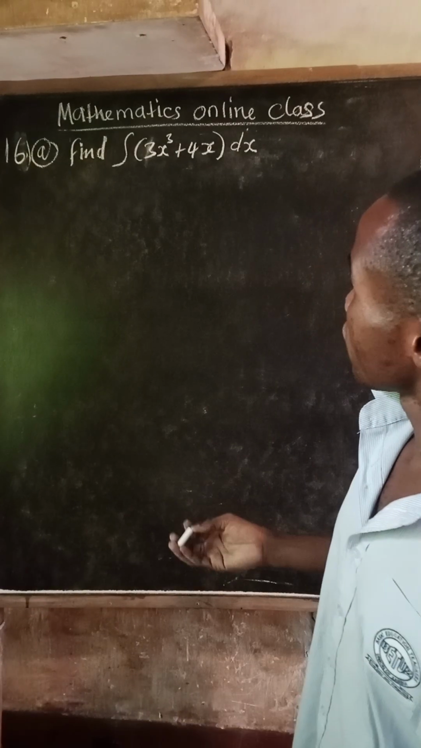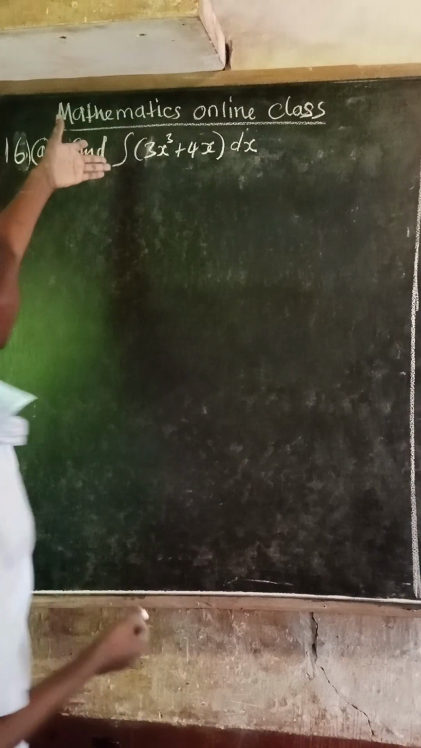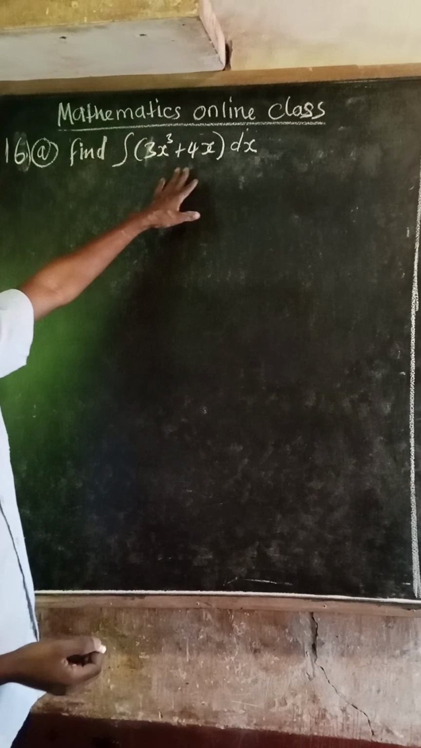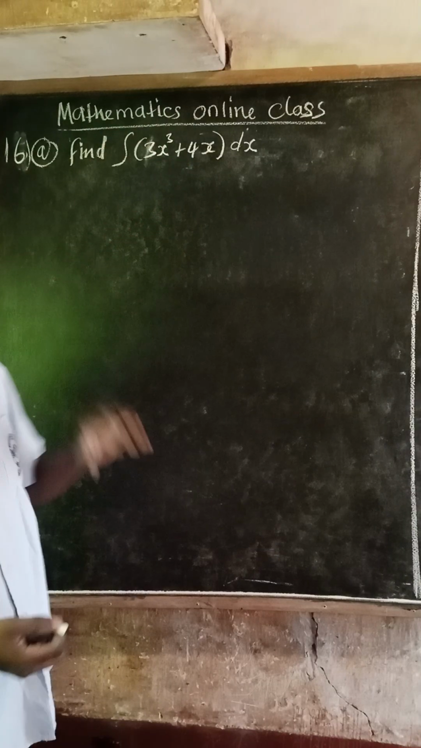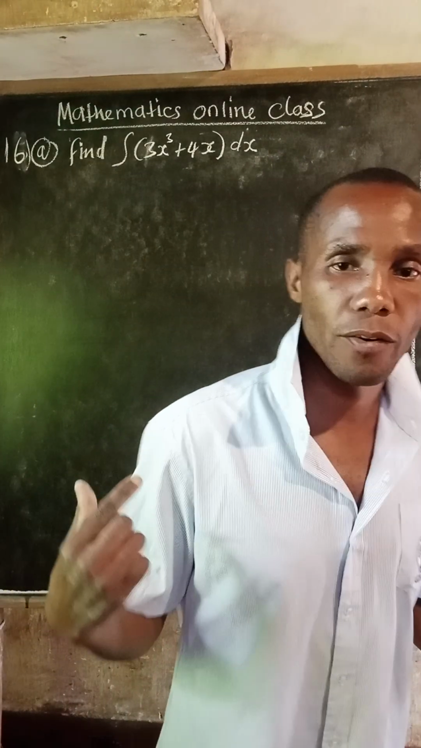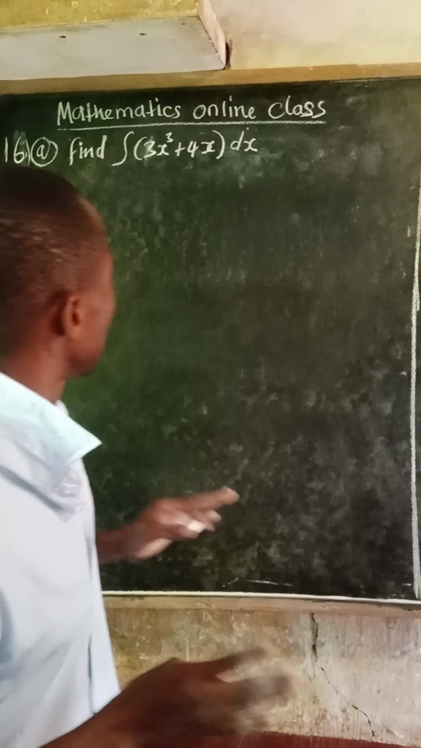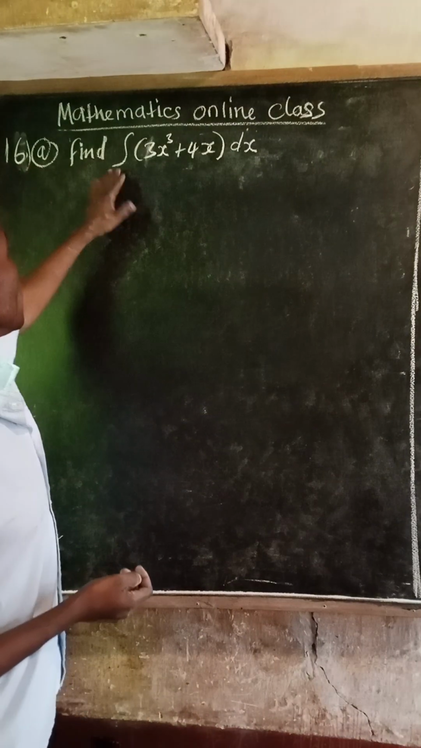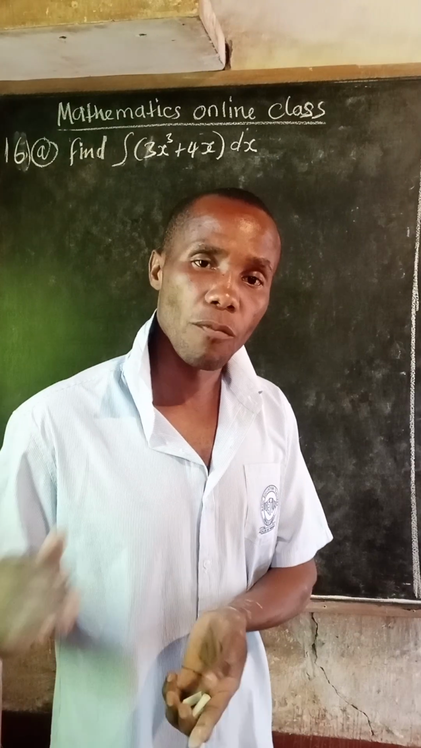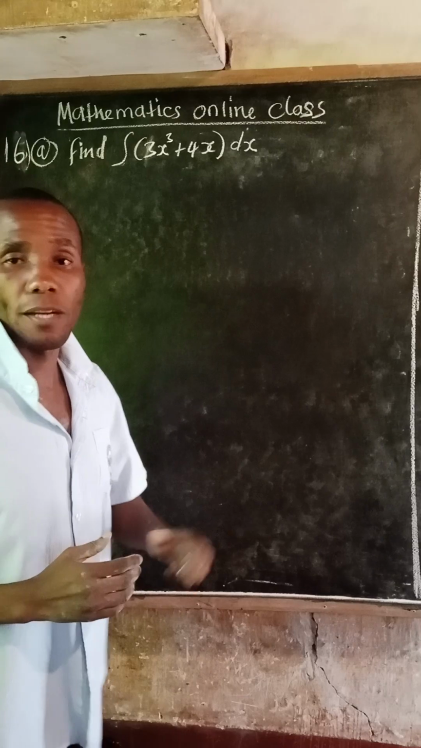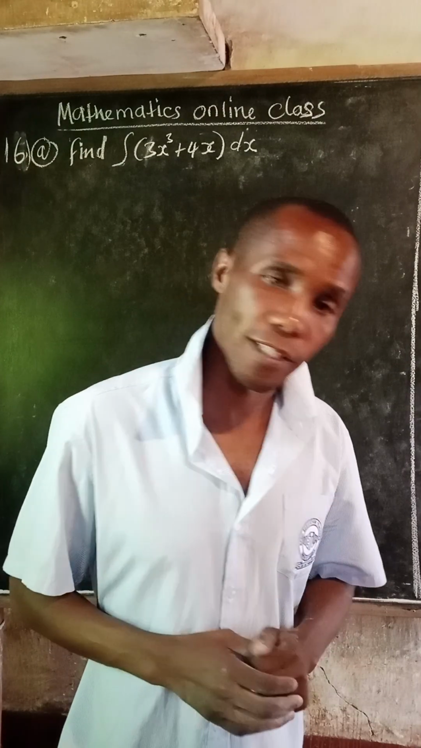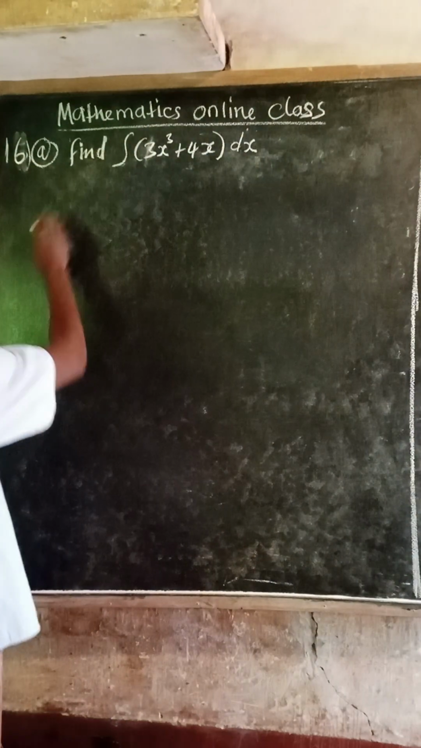Question 16a. Find the integral of 3x cubed plus 4x dx. So the first thing, as usual, you need to understand the topic. This is calculus, which is found in grade 12, the last topic. And this integral sign you are seeing represents integration, meaning whatever you are given here, you are supposed to integrate. So now pay attention so that I teach you how to integrate. We are going to start.